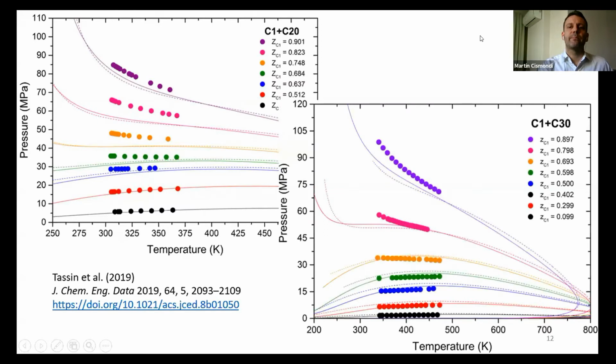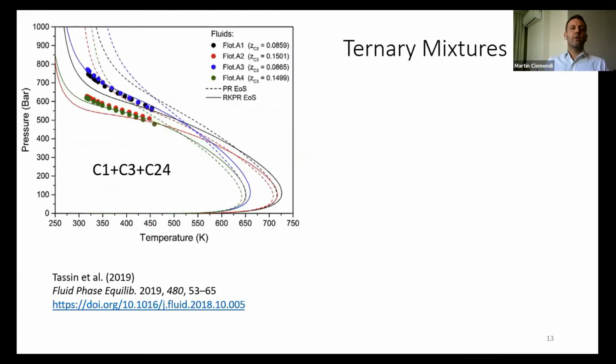The same with different compositions and both experimental measurements and modeling. This is for C1, C30, so triacontane. C30 with methane. And then if we go to related ternary systems, we're going to see the same.